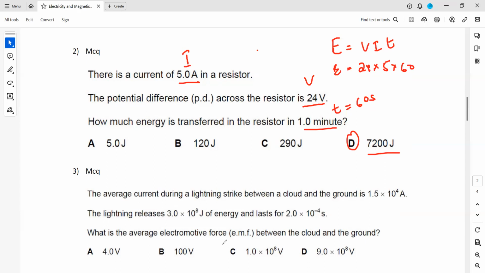So whenever a question is there and you're getting the answer in joules, for getting the answer in joules the time must be in seconds. If we want to find the answer in kilowatt hour, then in that case the time should be in hours. Otherwise, the time should be in seconds.